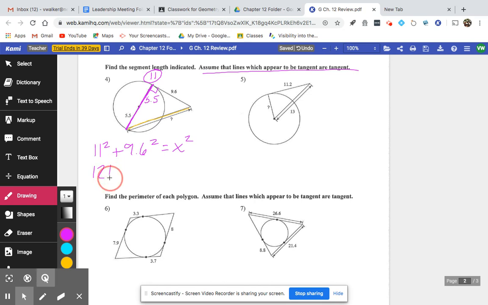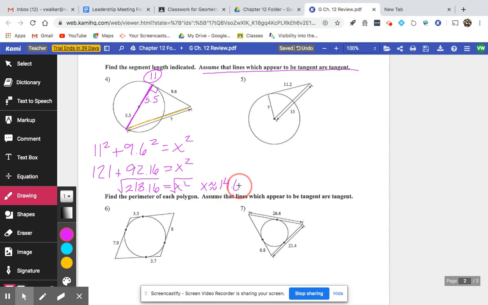That's 121 plus 92.16 equals x squared. 121 plus 92.16 is 213.16. So 213.16 equals x squared. Take the square root of each side, and you should get x equal to approximately 14.6. Do we have any units? No. So we don't need to worry about labels for our answer this time.